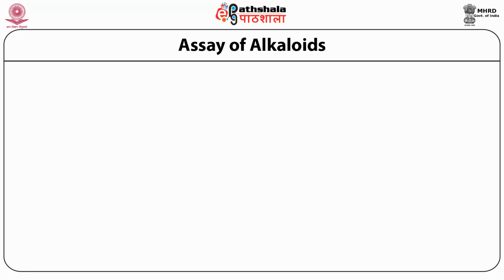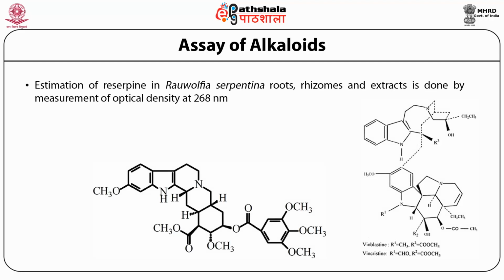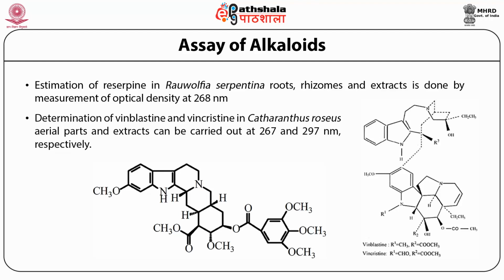So the first example is the estimation of reserpine in Rauwolfia serpentina roots, rhizomes, and extracts. The diagram for the chemical structure of reserpine is given here. In the extracts and in the samples of Rauwolfia, the reserpine can be estimated by measurement of optical density at 268 nanometers.